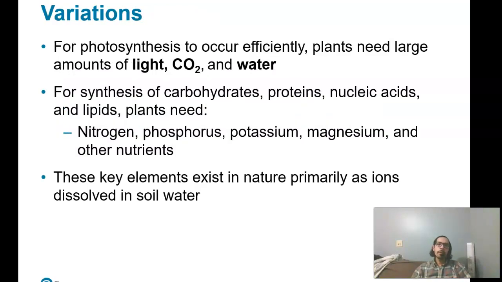So for photosynthesis to occur, plants need a lot of light, CO2, and water. For the synthesis of carbohydrates, proteins, and nucleic acids, they also need things like nitrogen, phosphorus, potassium, and magnesium, as well as other nutrients. And these normally exist in nature, and they're found as ions that are dissolved in water.